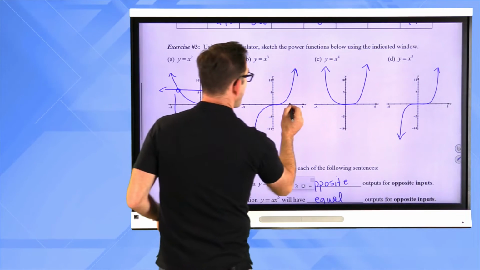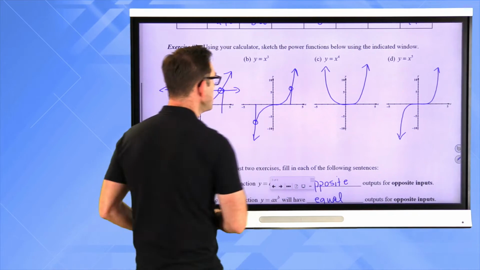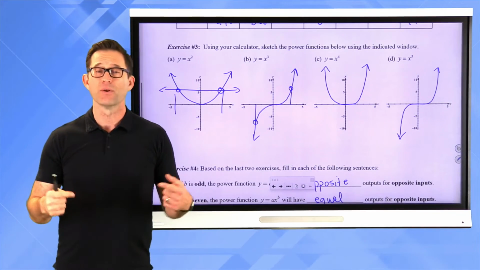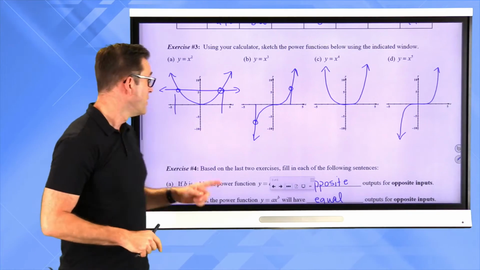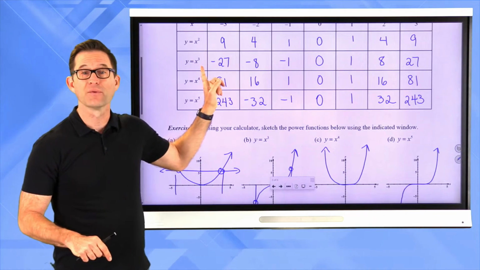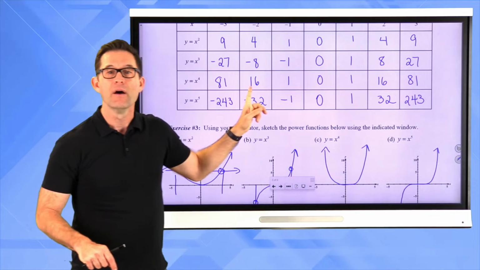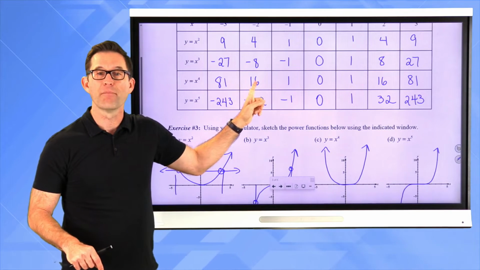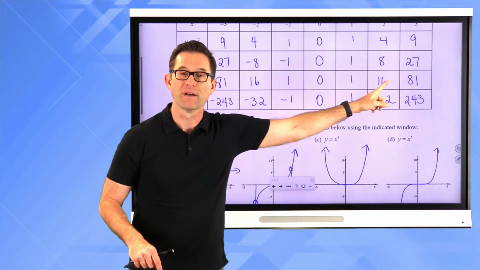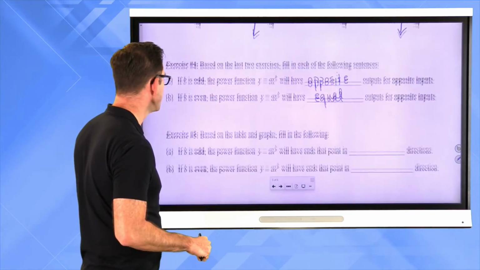On the other hand, if I went here, I would find that those opposite inputs gave me opposite y values, opposite outputs. You can definitely see that in the table, and we pointed that out. For y equals x cubed, I have negative 8 here and positive 8 here, but for y equals x to the 4th, I have positive 16 here and positive 16 there. So, important trends.